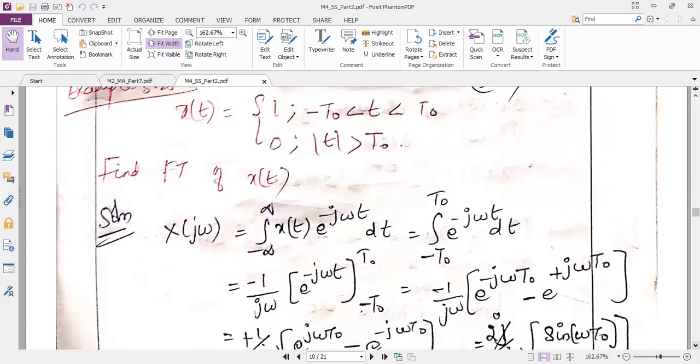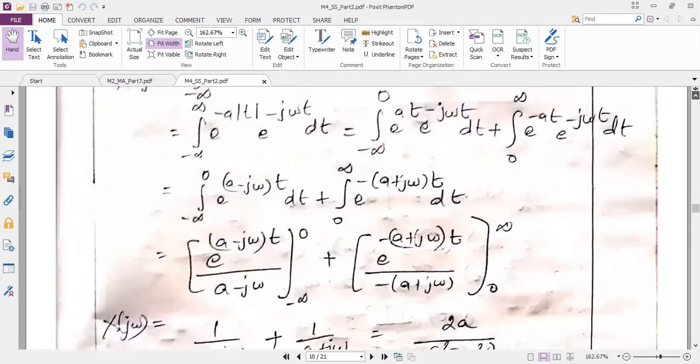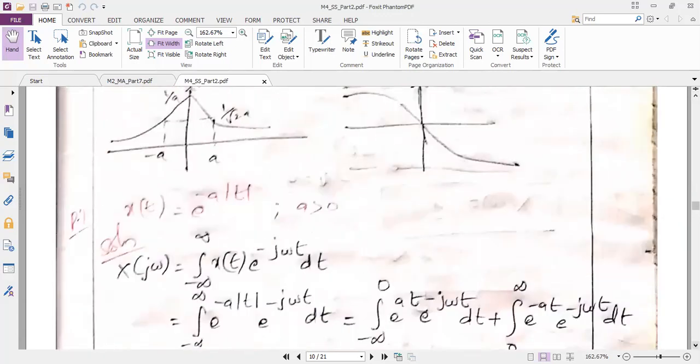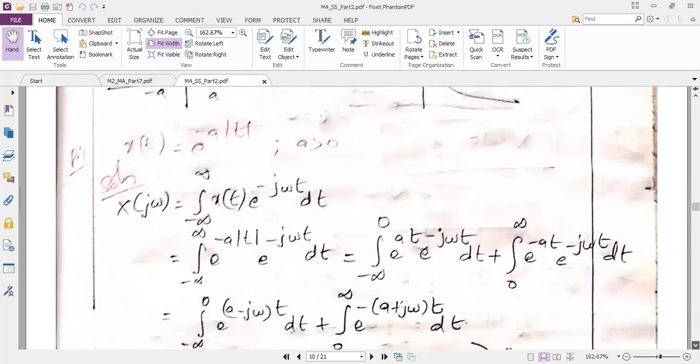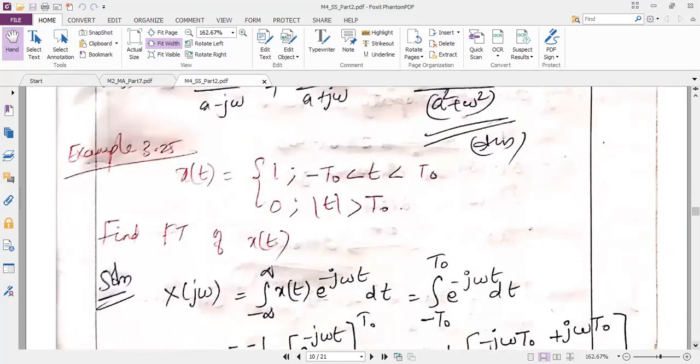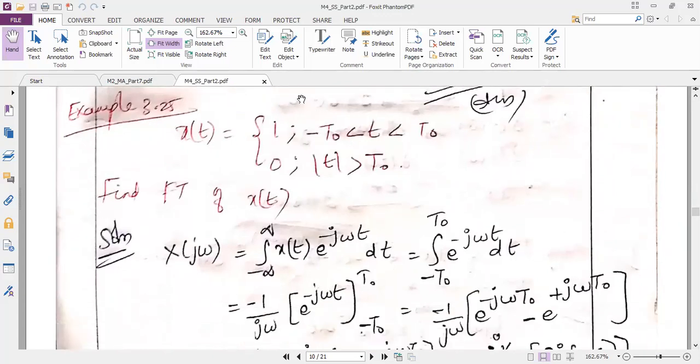Okay, so now take the next problem. See, if I write in the notes example 3.25 like that, that means I have taken these problems from the prescribed book. So there are 100% chances for the prescribed book questions in the exam, whereas the earlier problems are not from the prescribed book. If I mention example, it is from the prescribed book, so you have more chances of this problem. So write down x of t is equal to 1 for the range of t between minus t0 to plus t0, and it is equal to 0 when magnitude of t is greater than t0.